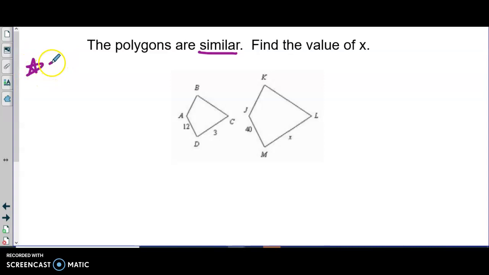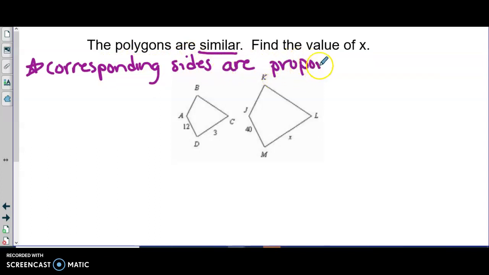We need to know that the corresponding sides are proportional. So let's look at that. When we say corresponding sides, we mean the sides that go together. So like here, if we look at AD, that corresponds to JM. And then if we look at DC, that one corresponds to ML. DC wouldn't correspond to KL. Do you see how those aren't the same? You want the sides that go together.